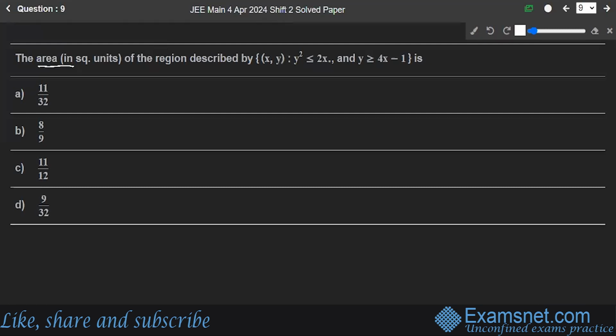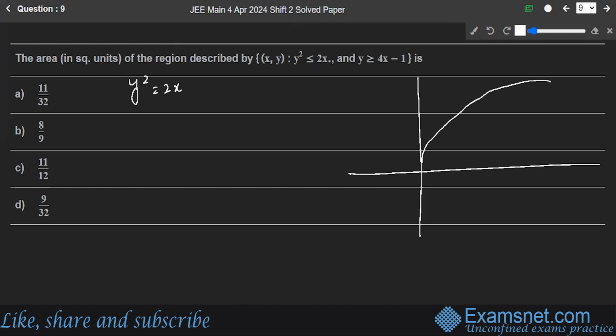Question number 9. The area in square units of the region bounded by x, y such that y² is less than or equal to 2x and y is greater than or equal to 4x minus 1 is. So first of all, you need to plot the graph for both of these. Changing inequality into equality, you have y² equal to 2x. The graph for this will be given by this, passing through the origin. And y is equal to 4x minus 1, this is the line.